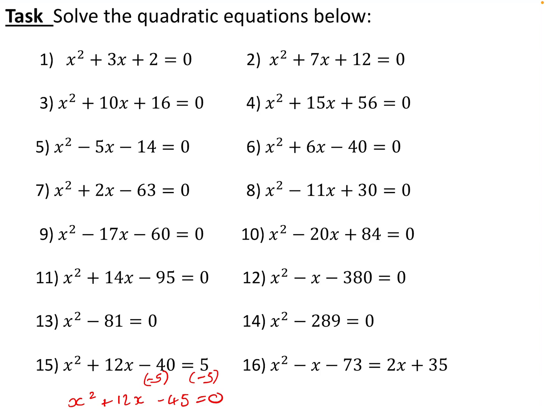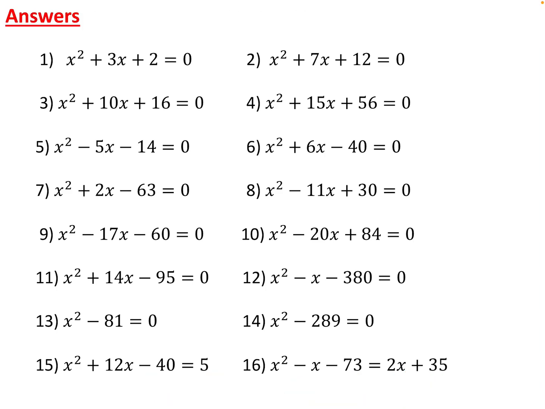And for question 16, to make this equal to 0, I need to subtract 2x, and I also need to subtract 35 from both sides. That is going to give me x squared minus 3x minus 108, and that is now equal to 0. Now that those both equal 0, you can have a go at solving them. Okay, here are all the answers.